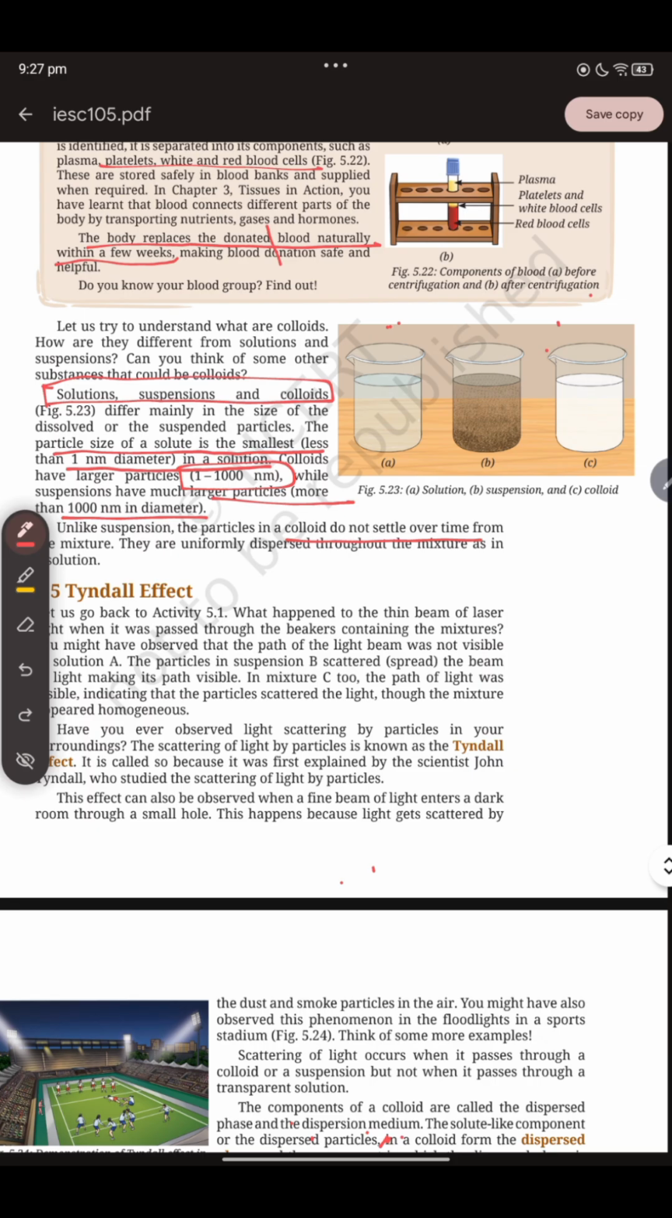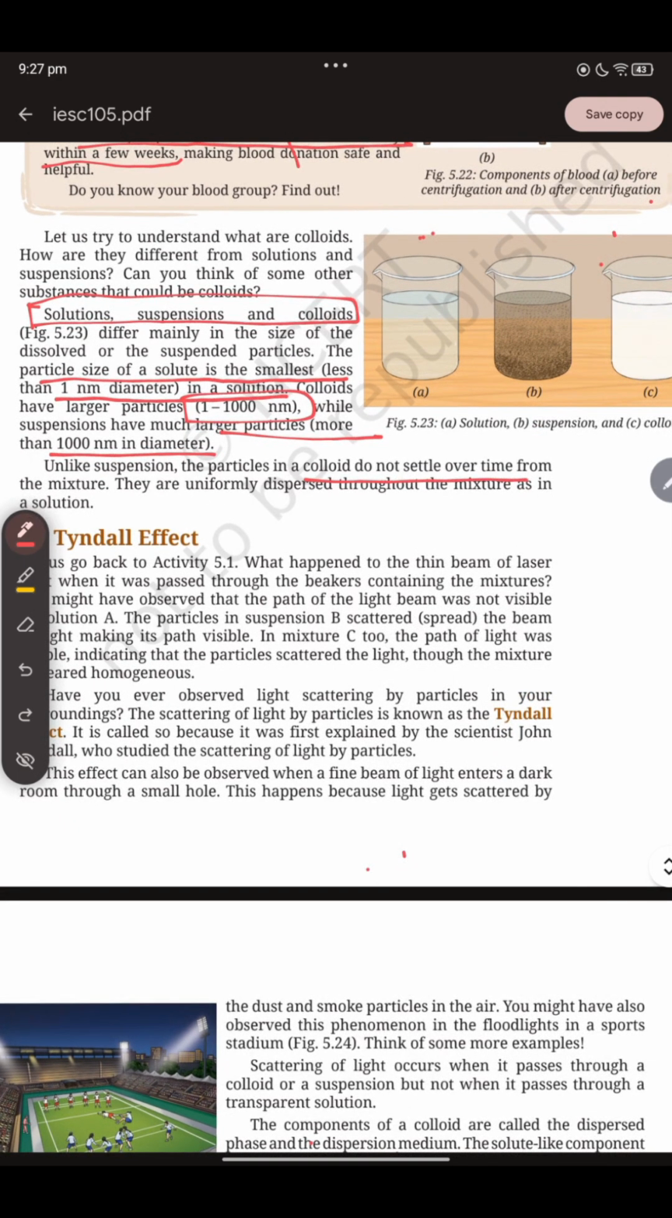So if they are not settling down, are they unstable? No. They are uniformly dispersed, uniformly distributed throughout the mixture. Can you see the colloidal particles through the naked eye? You cannot see the colloidal particles through the naked eye, right? Now the colloidal particles remain uniformly dispersed, for which we can say they do not separate and they are stable.